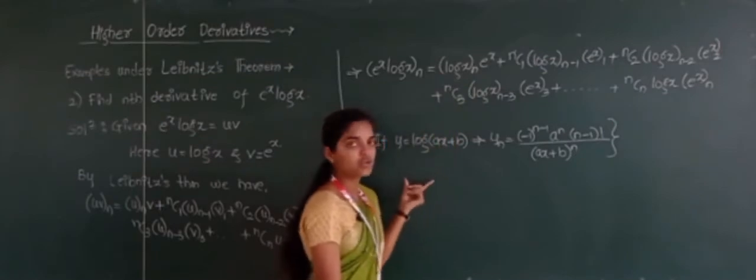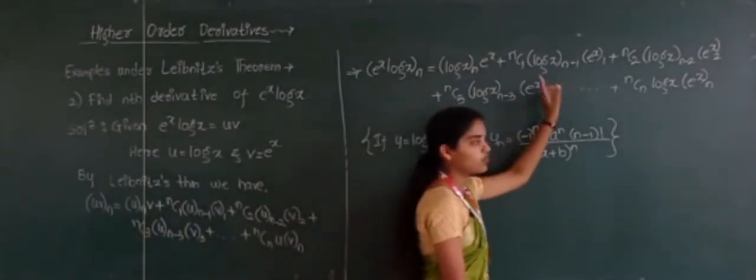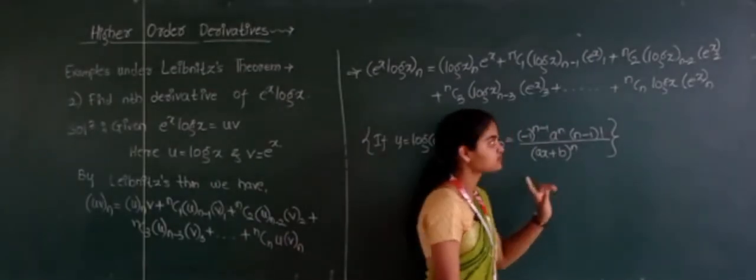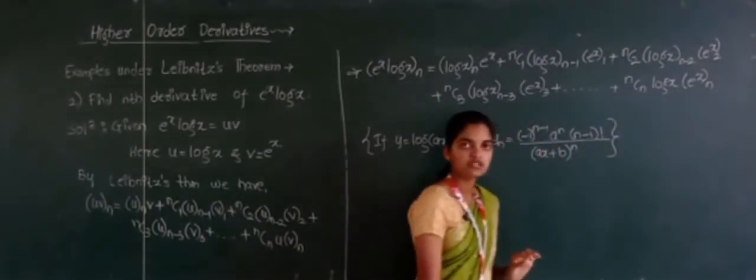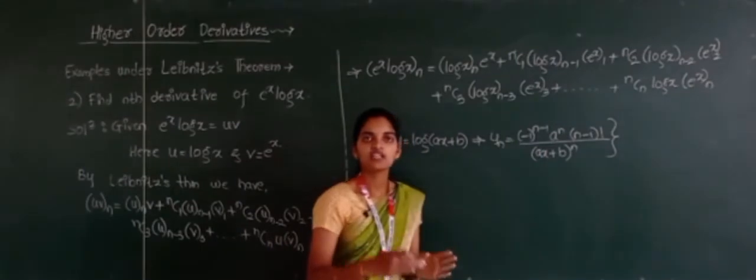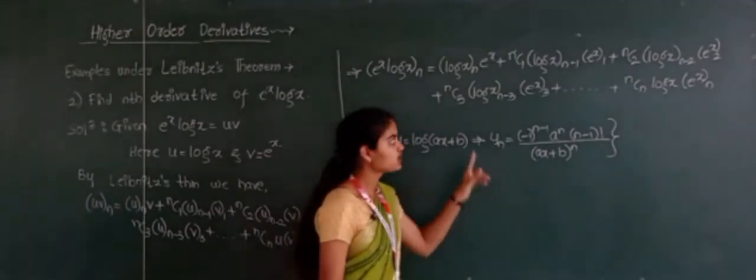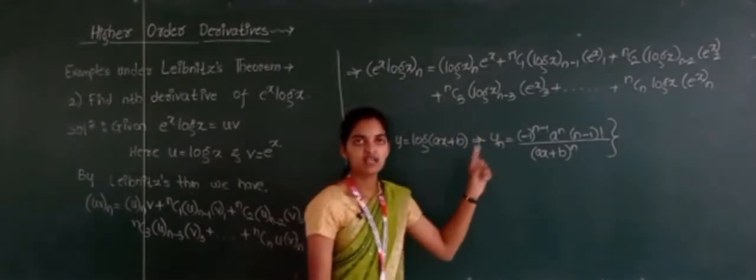See, why I have not given this e raised to ax plus b formula, because e raised to x first derivative is e raised to x. So second derivative also e raised to x. However many times you differentiate, e raised to x comes. So that I will write directly.